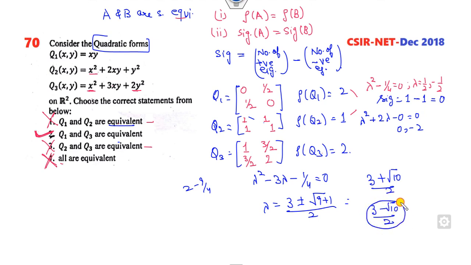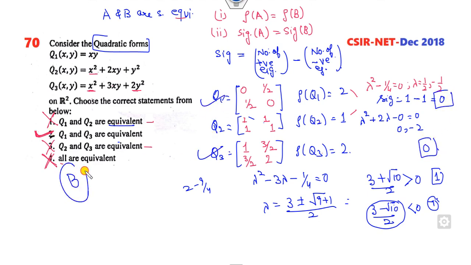Clearly this number is my negative. This number is my positive. So one eigenvalue positive, one eigenvalue negative. So signature is again 0. So you can see both the signatures are the same, ranks are the same, so that's why the right answer is my B, the correct option.